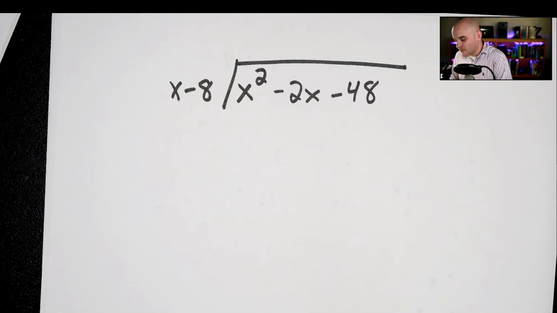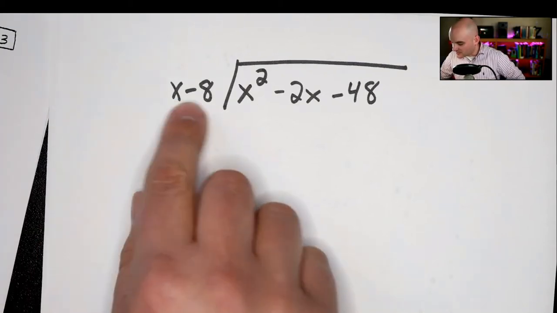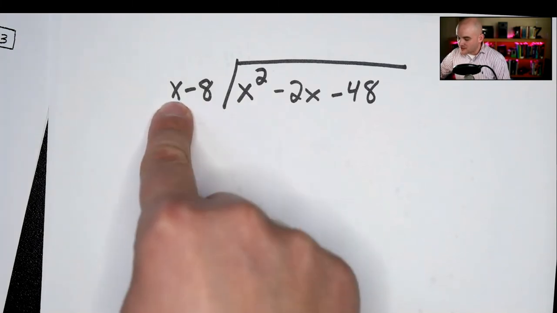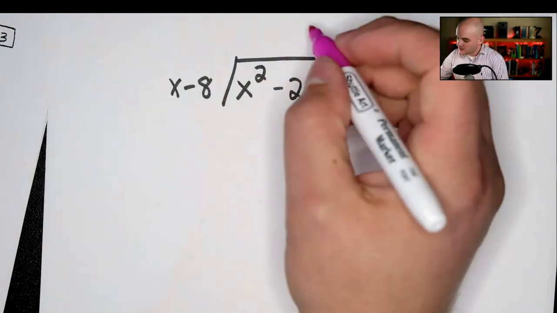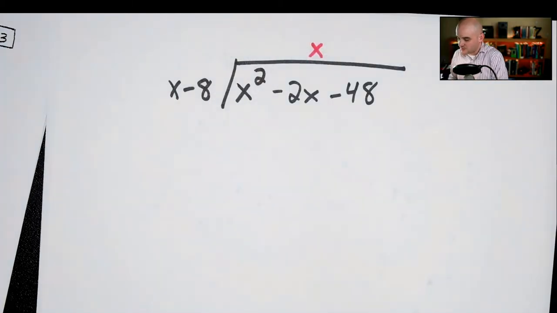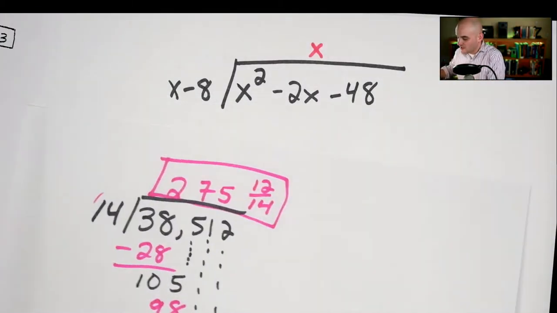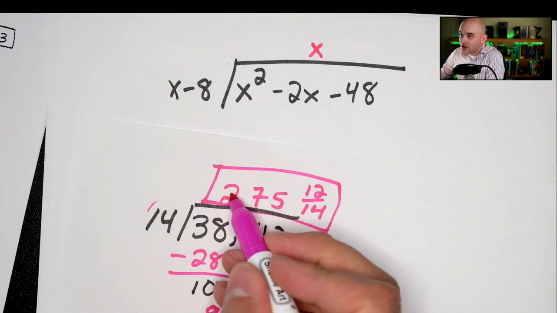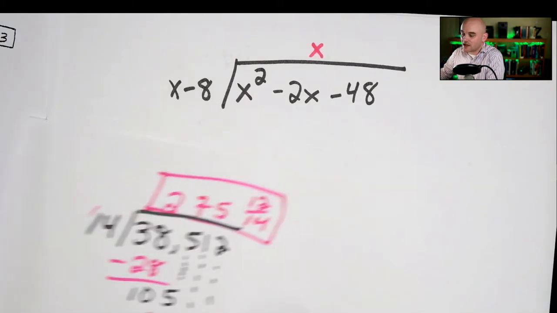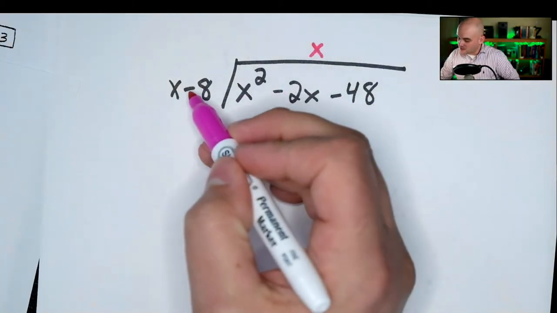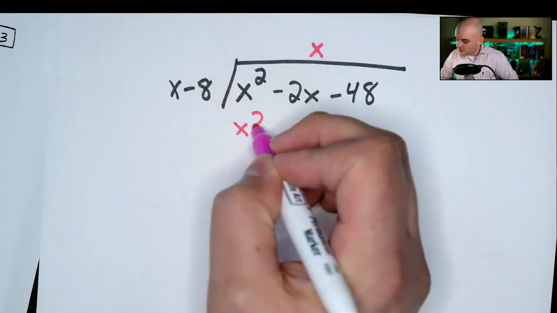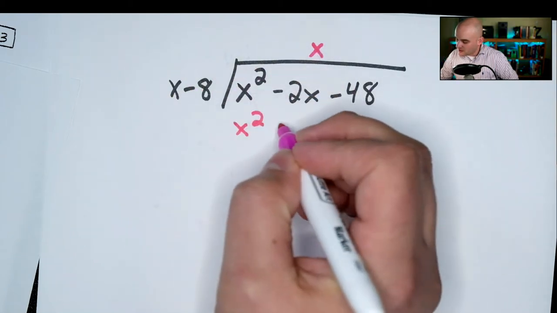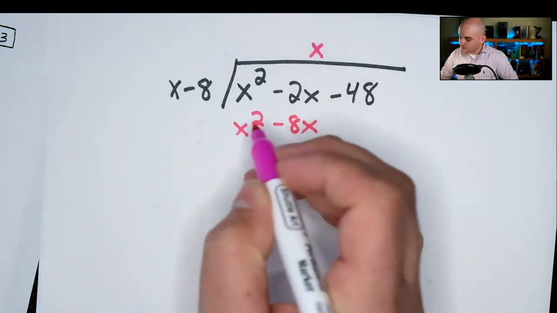And so it's going to be similar to what we did with long division. This time we're going to say x goes into x squared. So I'm looking at that first term here, x, and I want to say how many times will it go into x squared? And I say, okay, it goes in x amount of times. And just like what we did down here, we said, okay, 14 goes into 38 twice, so 2 times 14 is 28. I'm going to do a similar thing here. I'm going to say x times x minus 8. So x times x is x squared, and x times negative 8 is negative 8x.